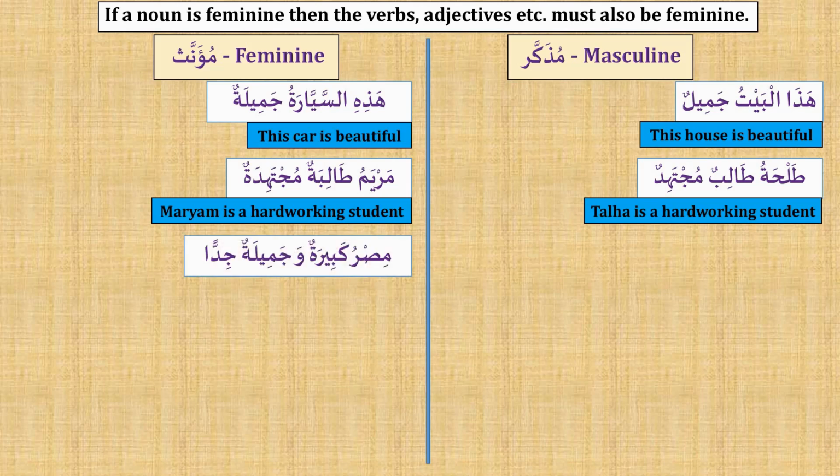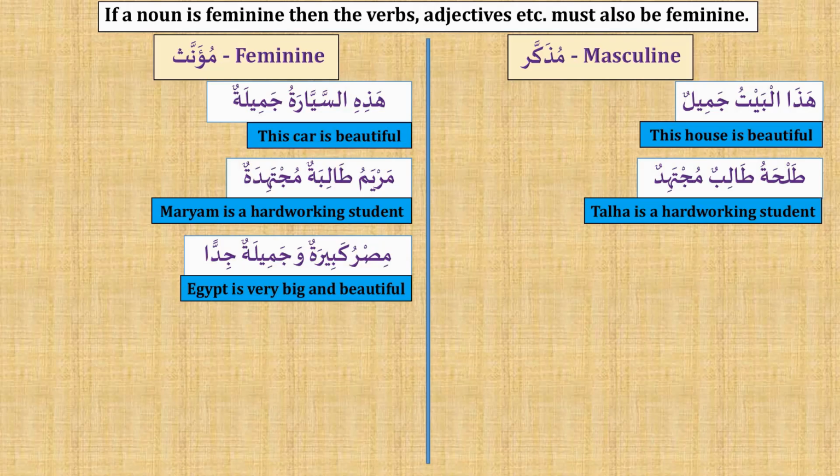Misru kabiratun wa jamilatun jiddan. We also said that the countries, cities, towns are also feminine. Misr is Egypt. Egypt is very big and beautiful. Kabiratun is adjective, means big, and jamilatun beautiful.